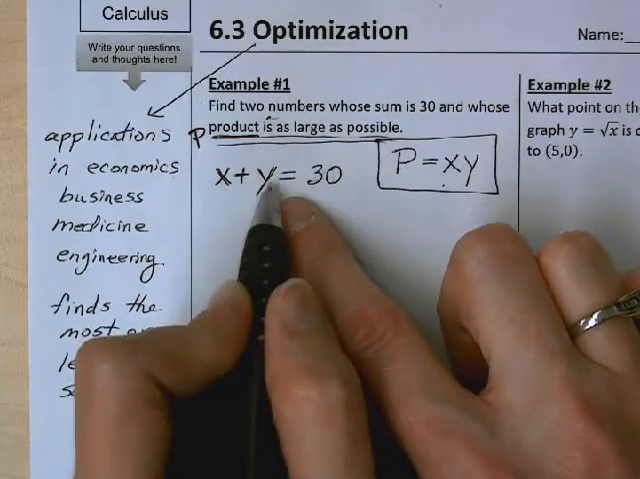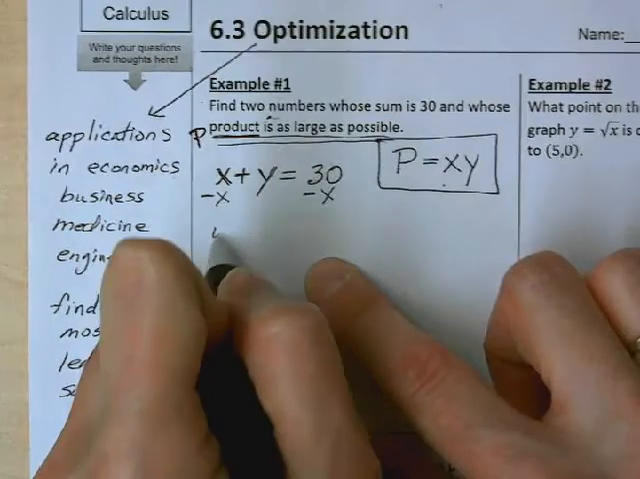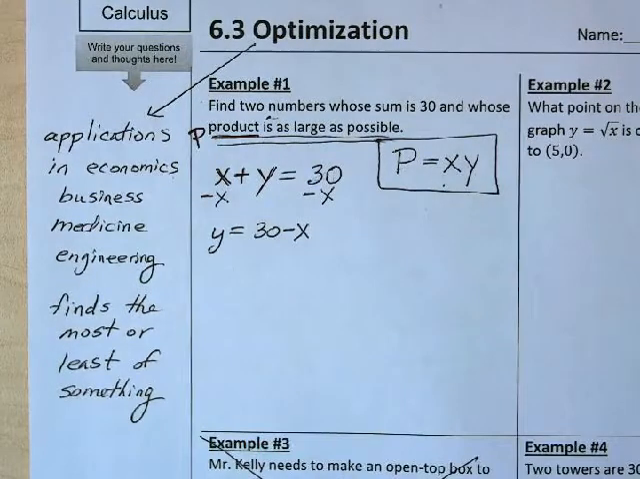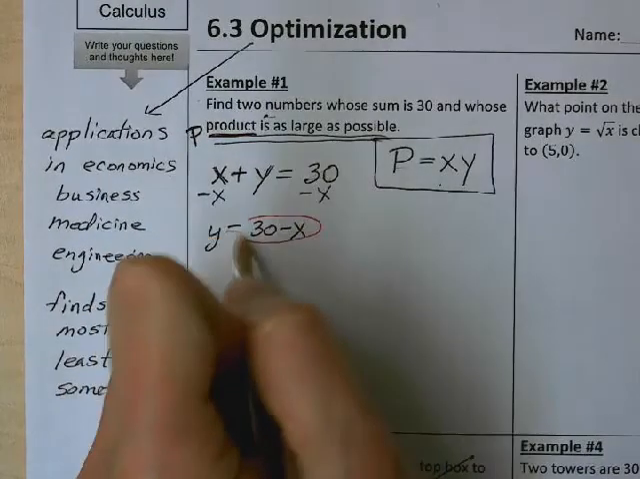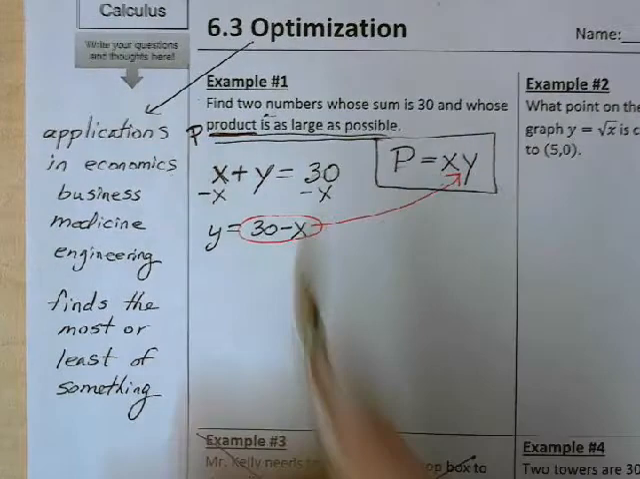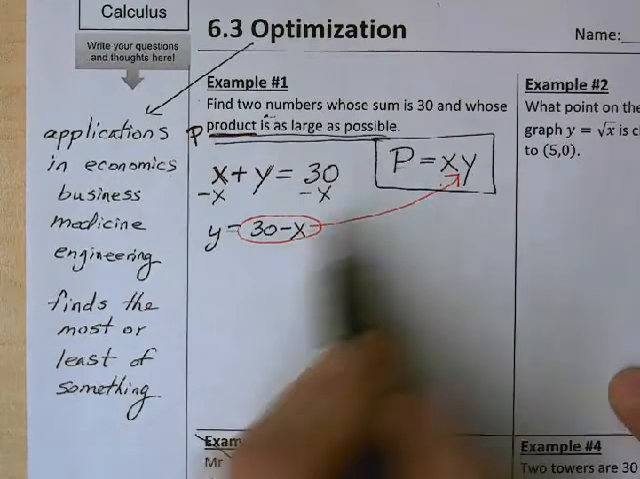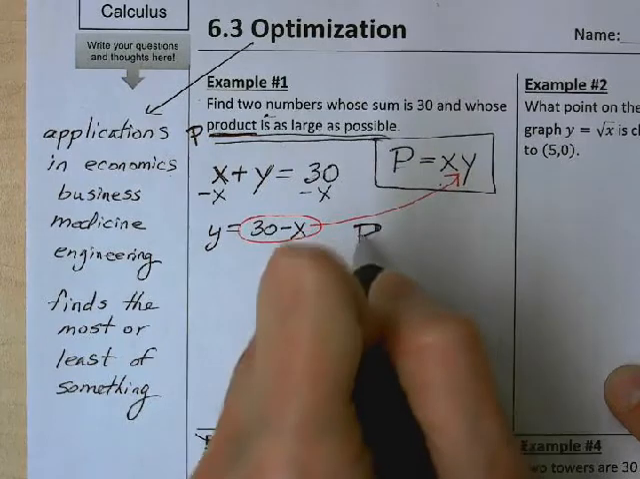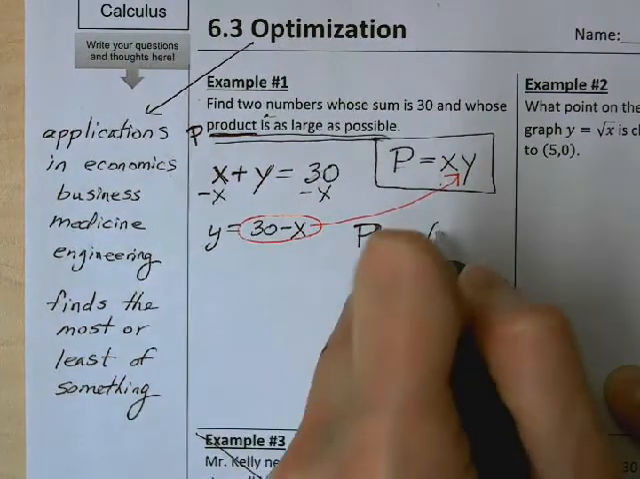What if I took this equation over here and solved it for y? Subtract x, so I'd have y equals 30 minus x. Then couldn't you take this and plug it in here for the y, since y equals 30 minus x? So now my product equation, the one I'm trying to maximize, is the same as x times 30 minus x.